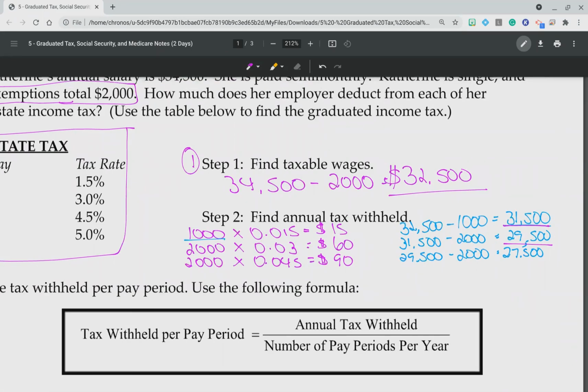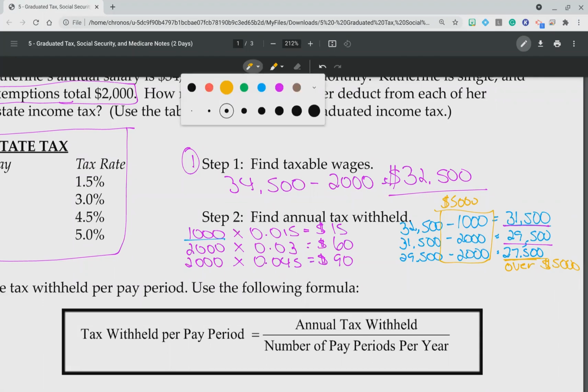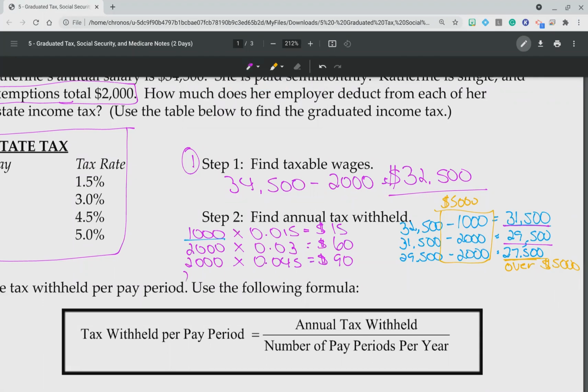So notice here that I've subtracted off $5,000. So this number right here is my amount over 5,000. That was the concept we were having a hard time with, graduated commission. But that is my amount over 5,000. So I'm going to take 27,500, and that is what I'm going to multiply by my 5%. And I get $1,375.